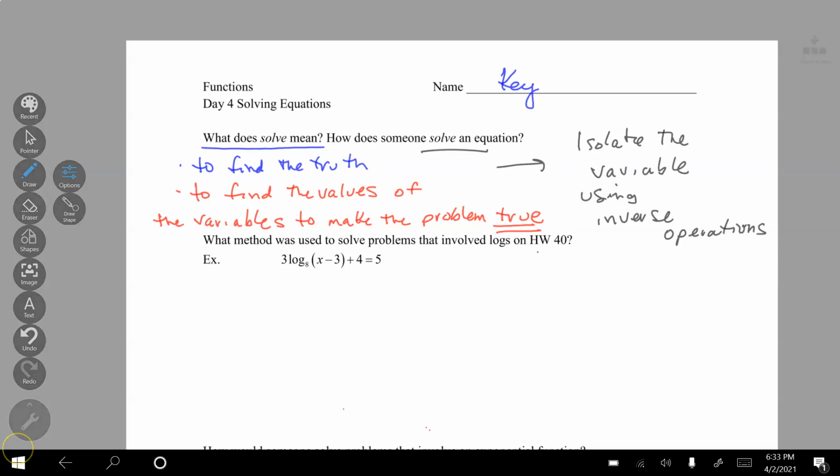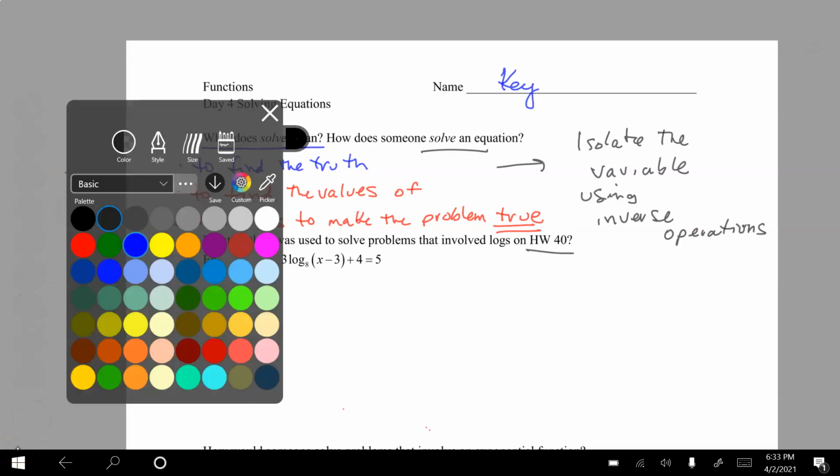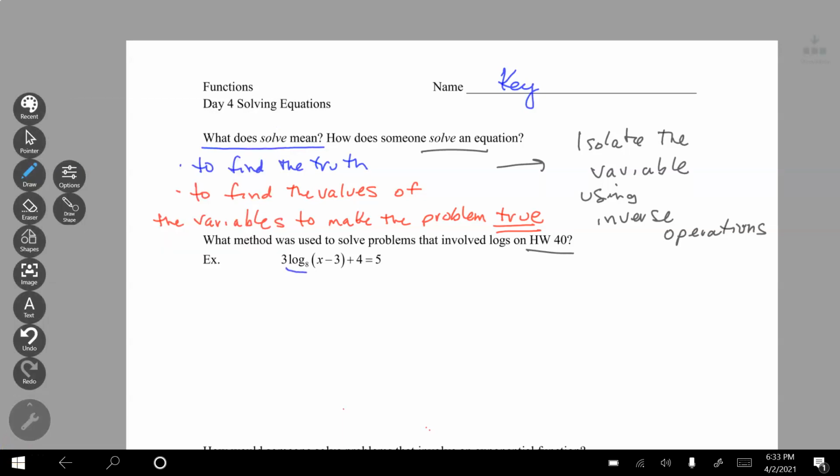So on homework 40, we had this problem, and what we needed to do to solve it, we needed to isolate this whole log and set it equal to a number, and then we did something called the curl. We isolated the logarithm and then we curled it. So if you remember what we did to get this by itself, we subtracted 4.